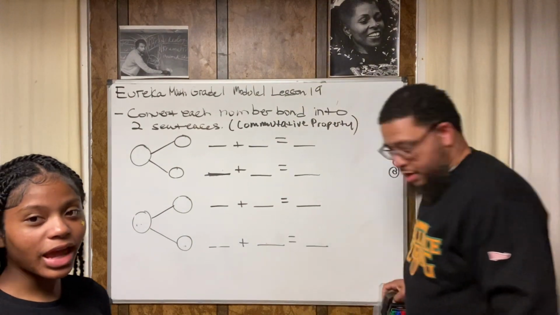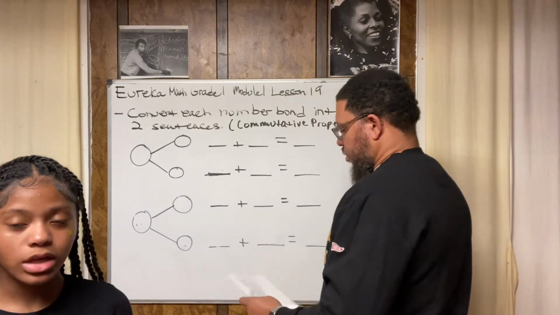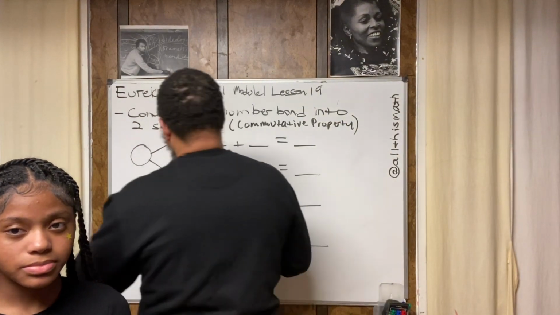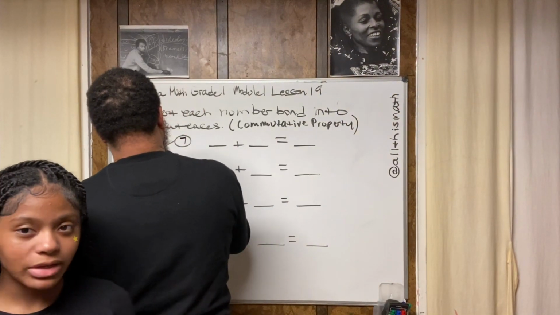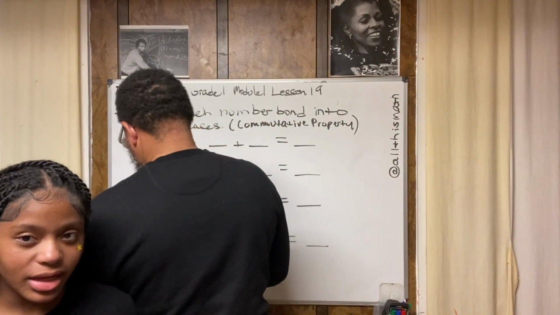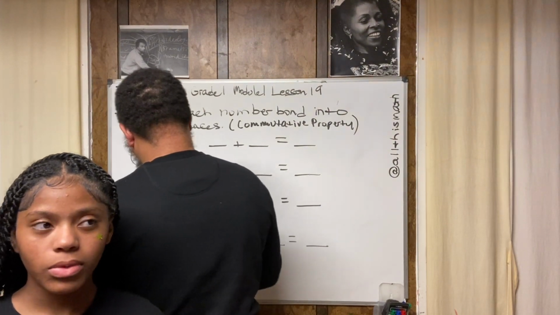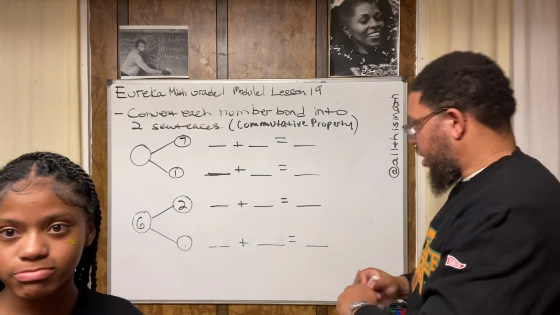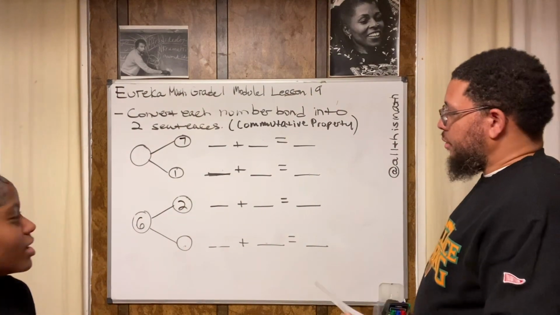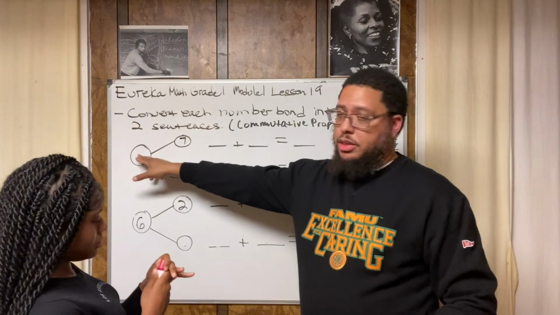All right, and I'm going to write, oh, okay, these are a little different. With these, we don't know the sum. So we have 7 and 1. And then we have 6 and 2. All right, Sada, you're up. Now with this one, we have 2 addends. We don't know the sum.